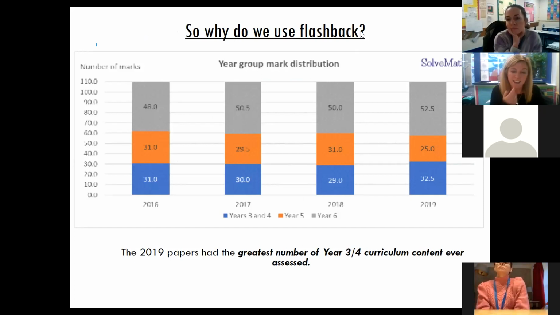But actually, on the screen now you have a graph that shows the breakdown of questions from the last few years' SATs papers. Now I realise that SATs have been different for the last few years, so this is actually the 2016 to 2019 SATs papers. But you can see in the different colours that the blue questions are questions that come from the year 3 and 4 curriculum. So that means the children in year 6 are sitting a test where just short of a third of the marks are from the year 3 and 4 curriculum.